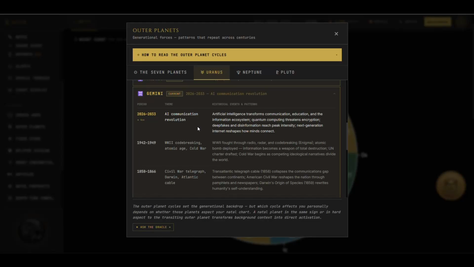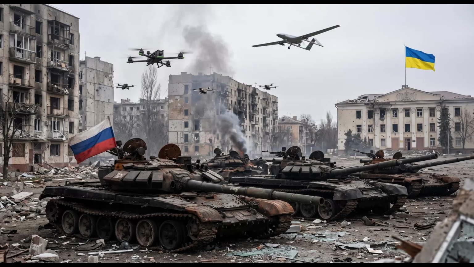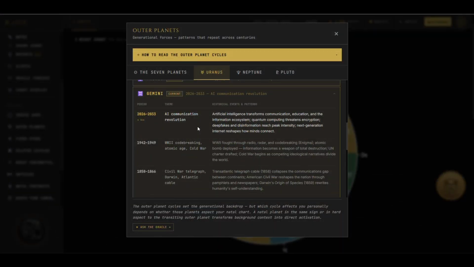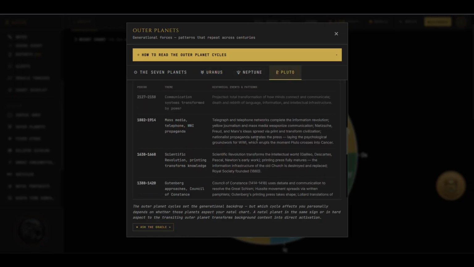The pattern doesn't determine what happens. It sets the stage. The specific actors, the specific events, the specific people will be shaped by their own charts, their own Ferdaria periods, their own Lords of the Year. But the backdrop, the kind of era we're entering, has historical rhymes that are hard to dismiss.